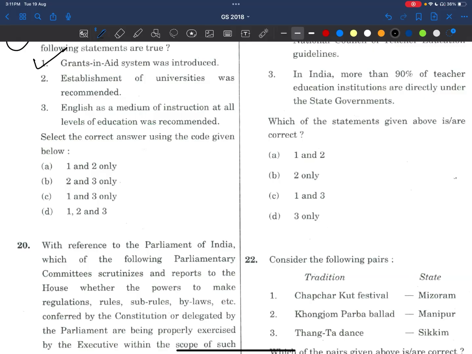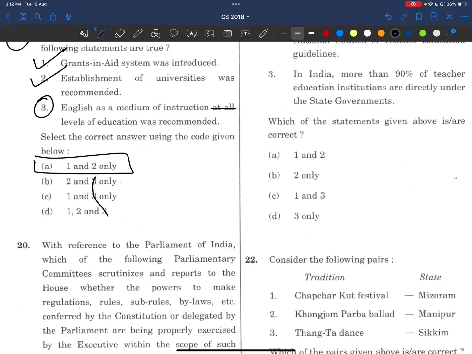No. Establishment of universities was recommended. Yes, it was recommended, especially in the presidencies, Calcutta, Bombay, and Madras, in the line of London University. No. English as a medium of instruction at all levels? Not at all levels, only at the higher levels. At the lower levels, that means at the primary level, it gave a firm verdict that it should be in the vernacular languages. So this statement is wrong. See here, the answer is only 1 and 2.